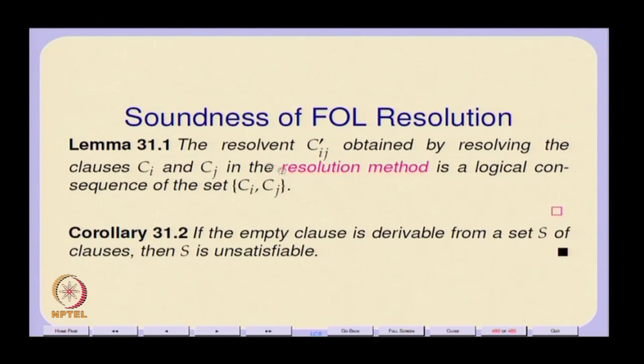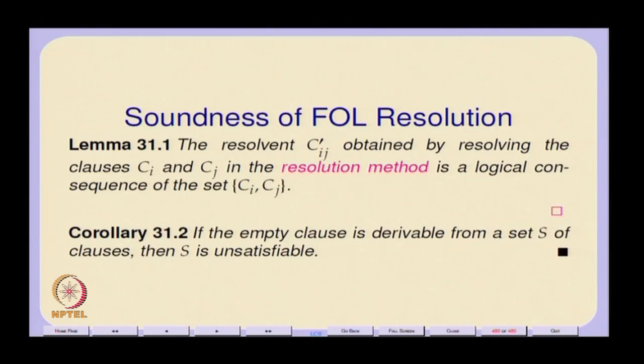One corollary of this is that actually there is something you can state as a theorem, for which this lemma is important. Essentially we could have rewritten this lemma as a full theorem which says that the S prime that you derive from S is a logical consequence.